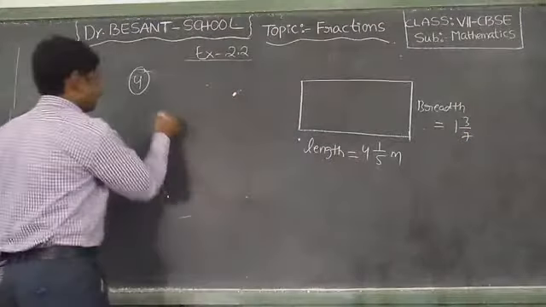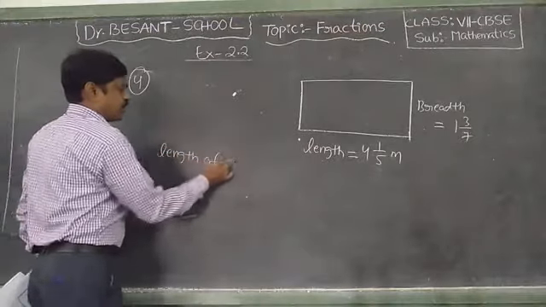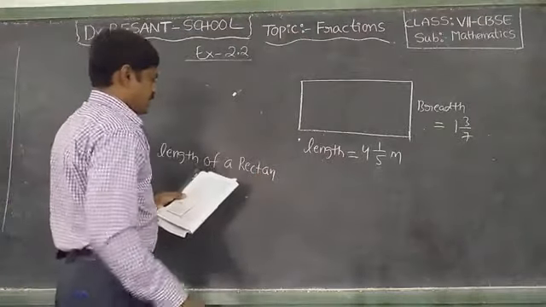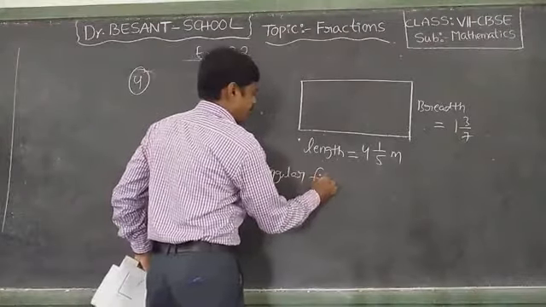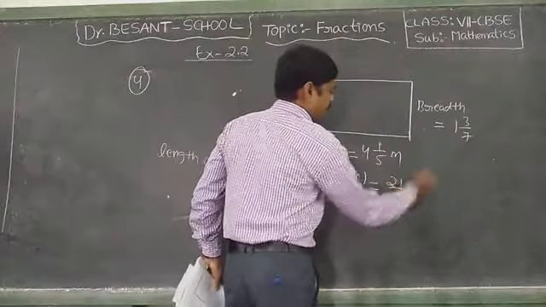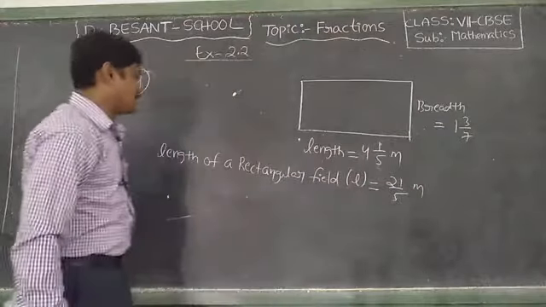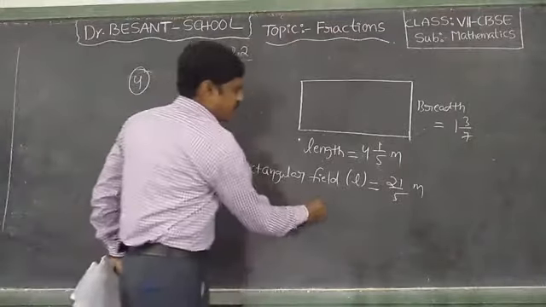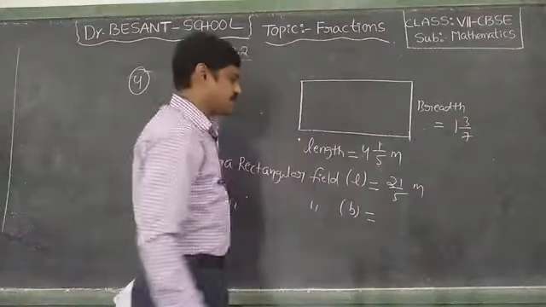Okay, so length of a rectangular field, L is equal to 4 5s are 20 plus 1, 21 by 5 meter. 5 4s are 20, 20 plus 1, 21 by 5. Next, breadth. Breadth of a rectangular field B is equal to 7 1s are 7, 7 plus 3, 10 by 7.